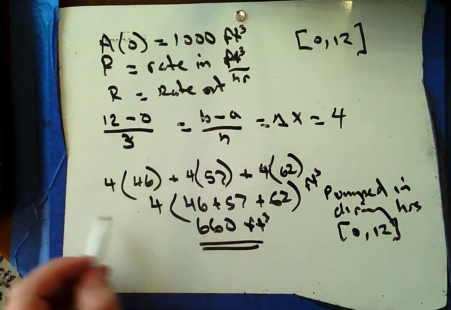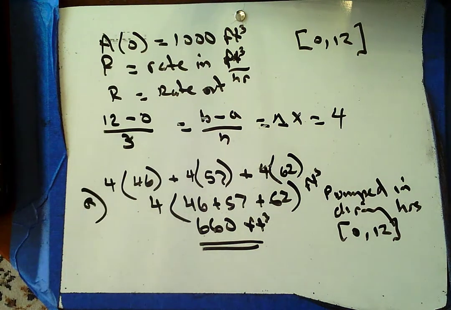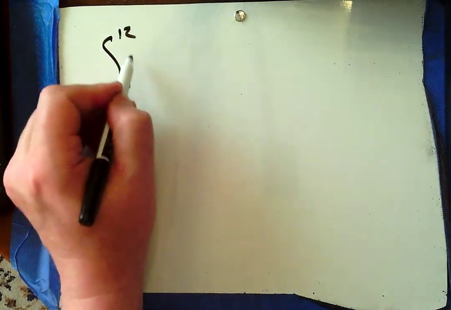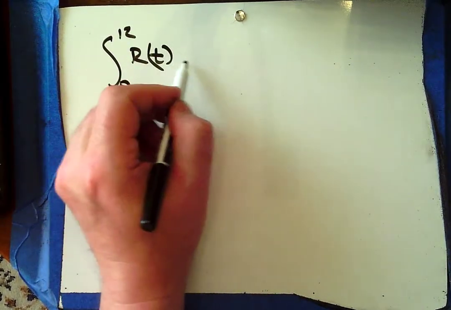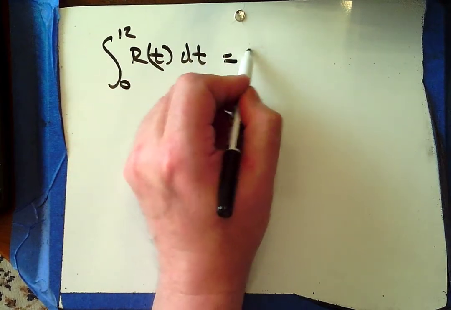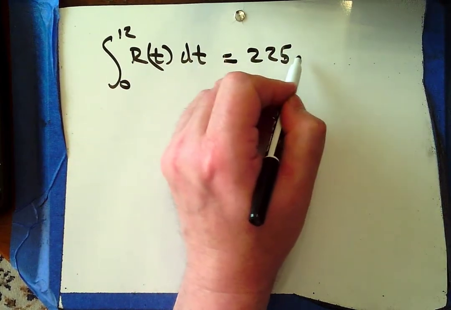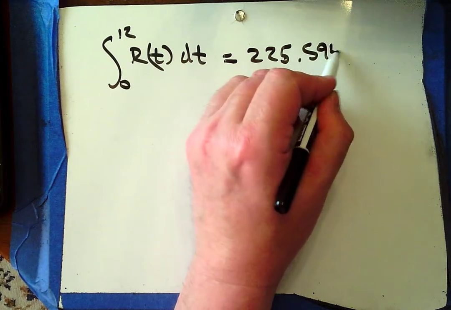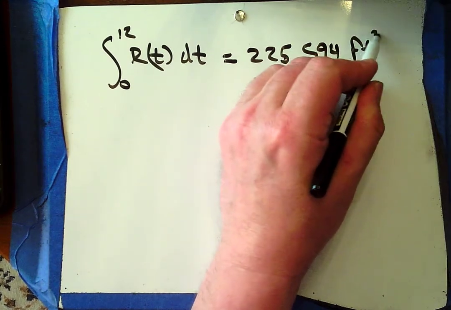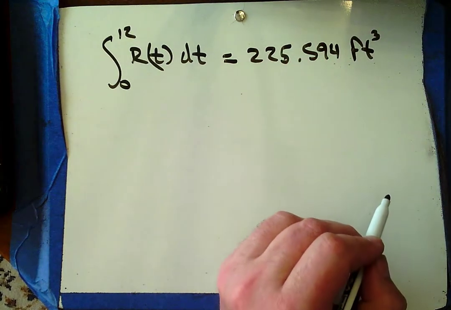But here's part A. Part B says, calculate the amount of water that leaked out of the pool during the interval. Well, that's just going to be the integral from 0 to 12 of this R function. And when I do that on my calculator, I get 225.594 cubic feet. Hey kids, stop splashing around in there.